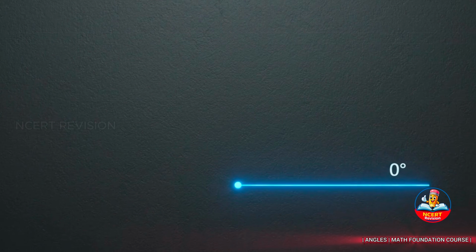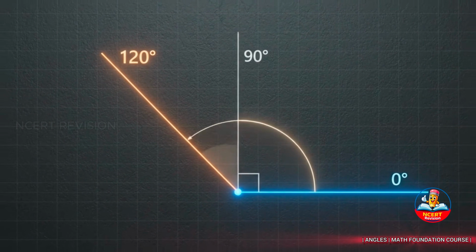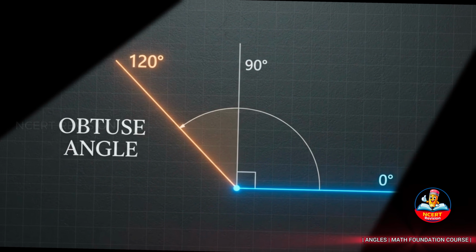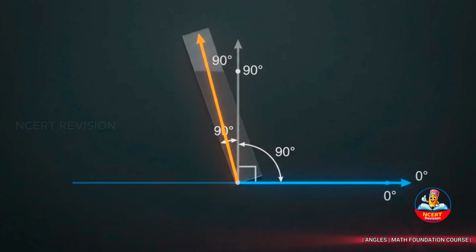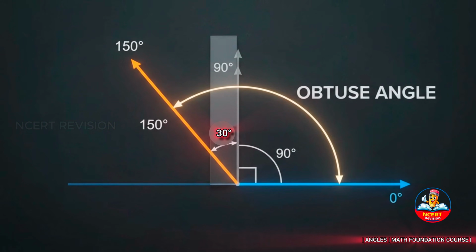Start with a horizontal reference ray. This direction represents 0 degrees. Now draw a perpendicular line. This gives us our 90-degree benchmark. Now let another ray move beyond it. Keep moving the ray outward. The opening is now an obtuse angle.